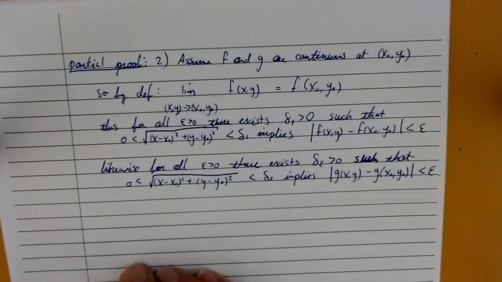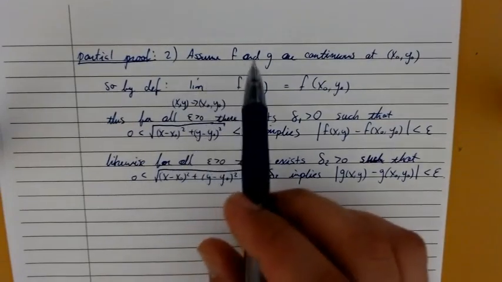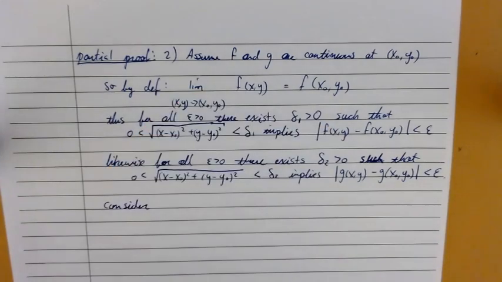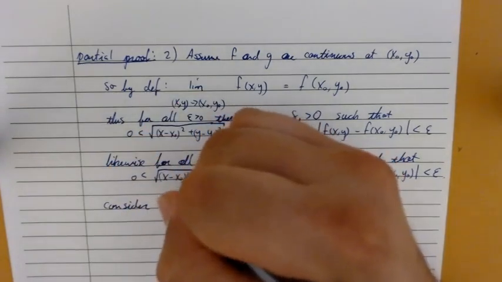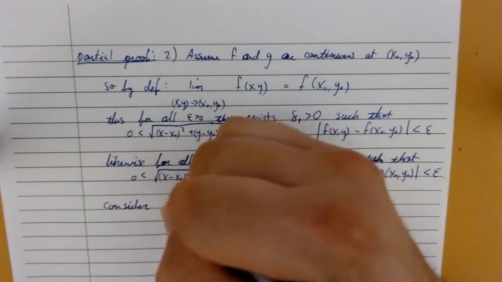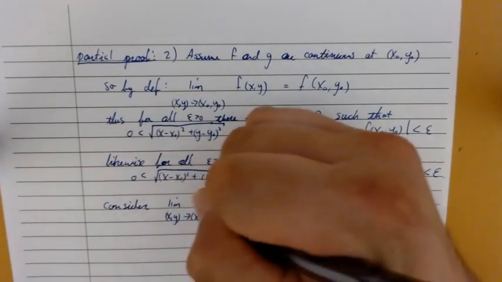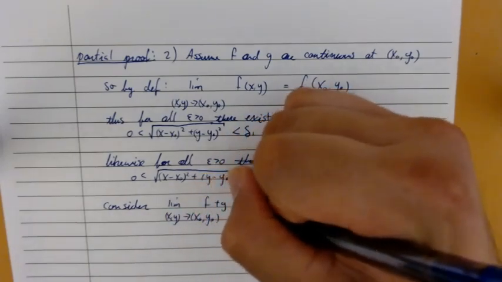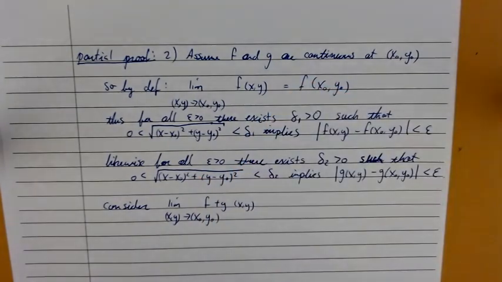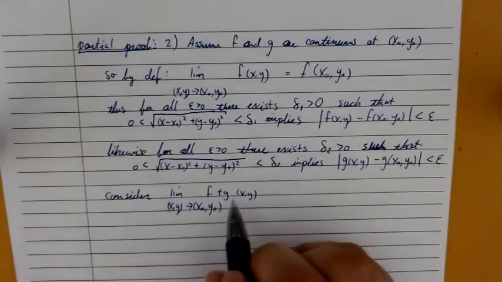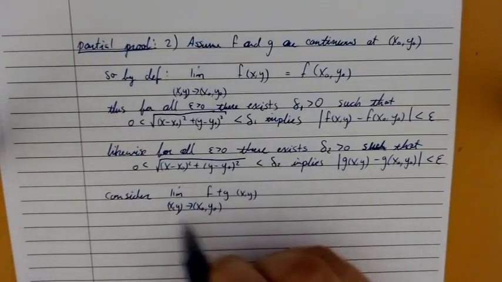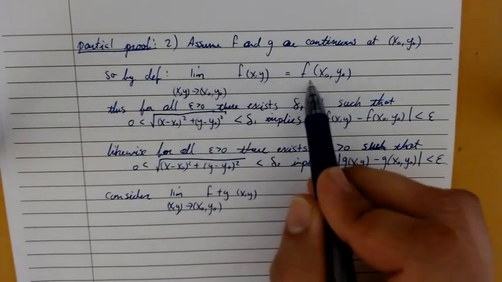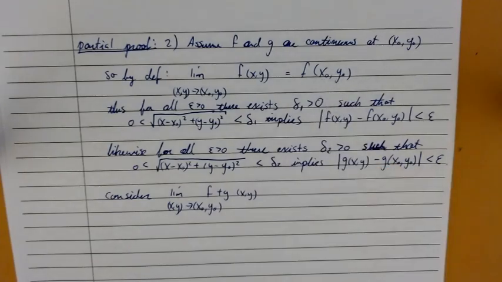Okay? Now, consider, and here I'm going to just work with the sum. I'm not doing the whole proof. Just now consider the limit as (x,y) approaches (x naught, y naught) of (f plus g)(x,y). Well, we want to show that this is continuous also. In other words, we want to show that this has the limit that's equal to just (f plus g)(x naught, y naught).